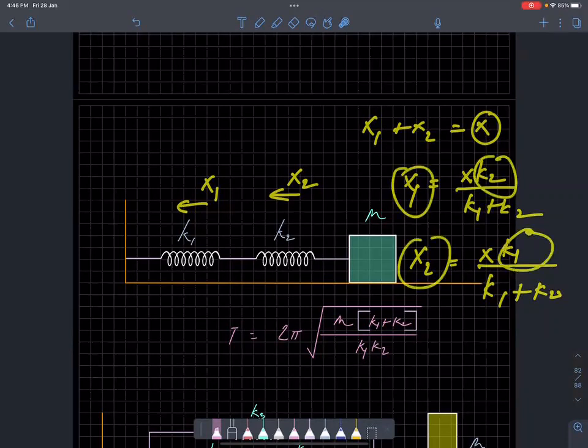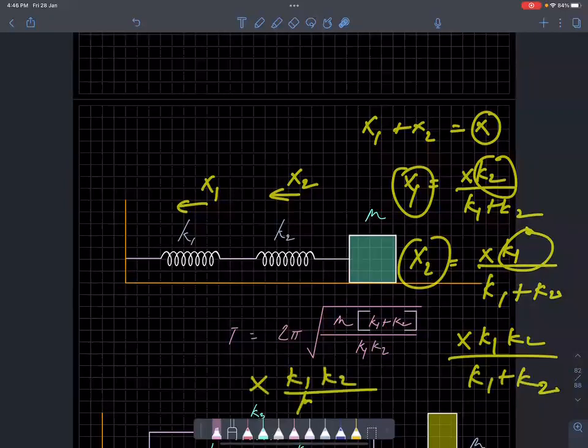So F1 will be how much? It is K1 into X1, right? So it will be X into K1 K2 by K1 plus K2. And if you look at the other spring also, you'll get the same thing: X into K1 K2 by K1 plus K2. And in fact, that same tension will remain throughout. The same force will remain, that means throughout the line you'll get the same force.